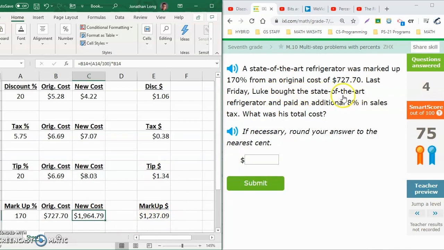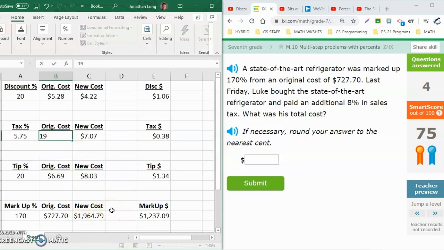Luke bought the state-of-the-art refrigerator and paid an additional 8% sales tax. So now here's what we have to understand. What did he pay 8% sales tax on? It wasn't what the store bought it for, it's what we are actually paying for it, which is the 1964 number. So I'm going to take this number and put it in my tax cost. So I'm just going to retype it.